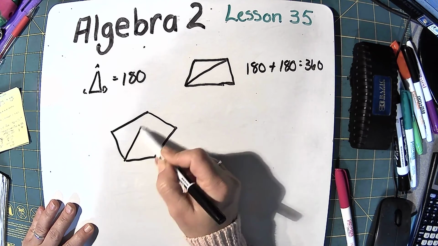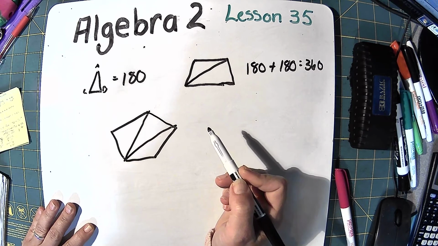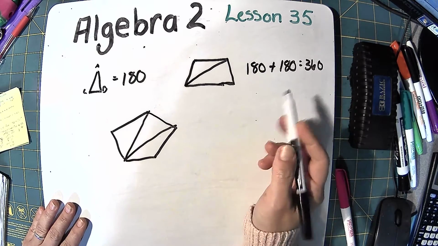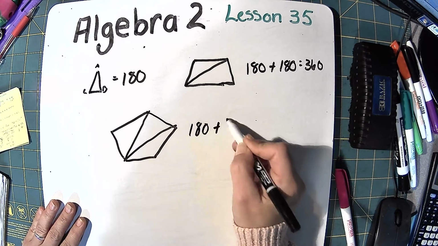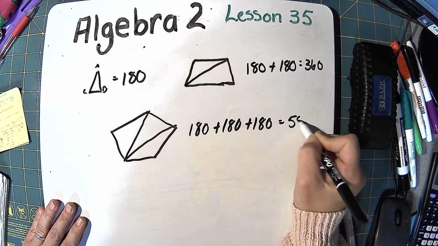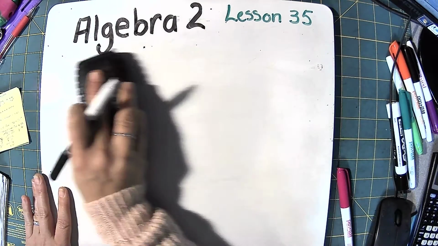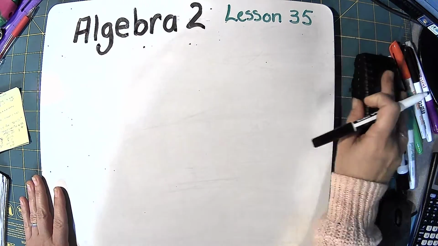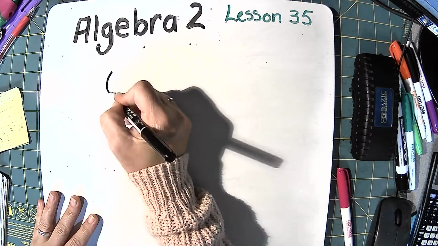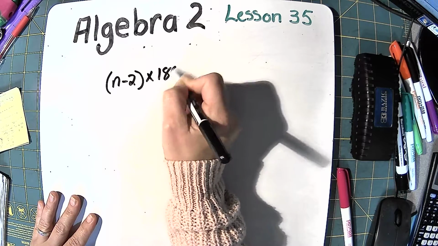Well, this one we can divide into 1, 2, 3 triangles right there. And so that would be 180 plus 180 plus 180, and that would be 540. All right, so we can see that there is a basic formula for finding what you get if you add up all the angles. And so that's n minus 2 times 180.